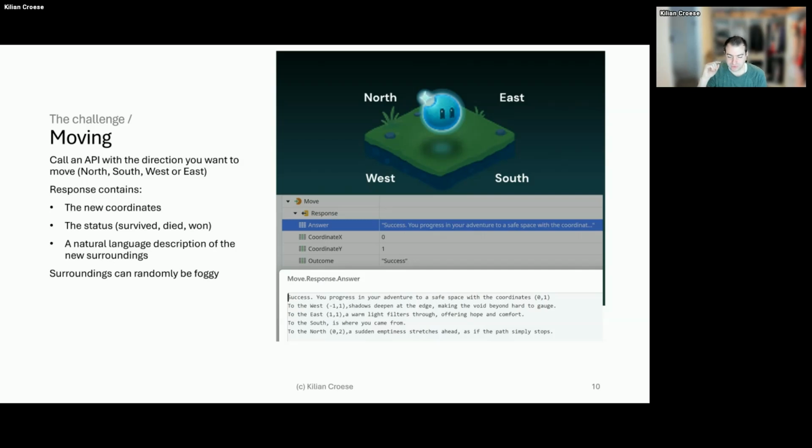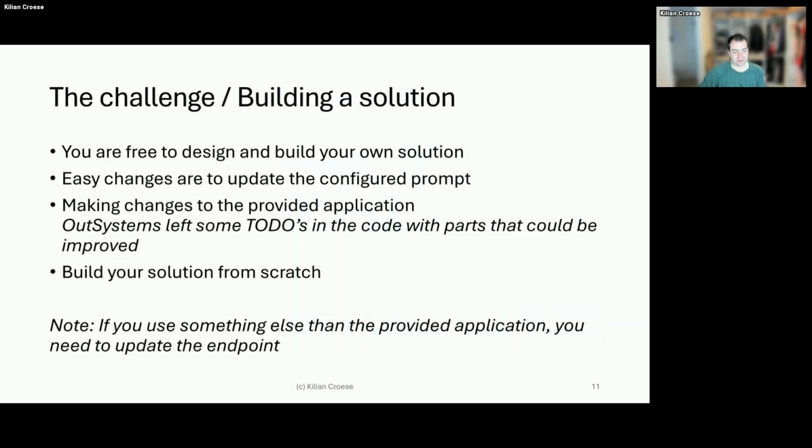Let me see if we have an example here. No, I don't think there's an example here with fog, but I think you get the gist of it. Then the challenge, of course, is build a solution, basically. So your application should be able to make decisions, tell your agent where to go in order to find the antidote before the maximum number of moves runs out.